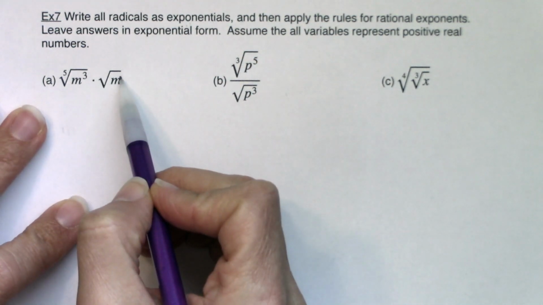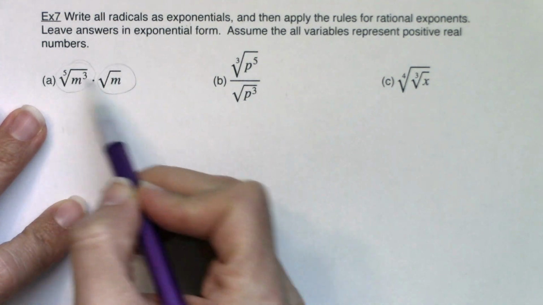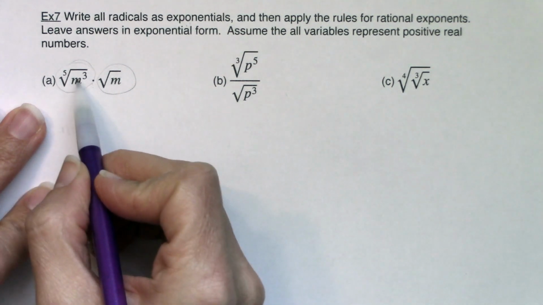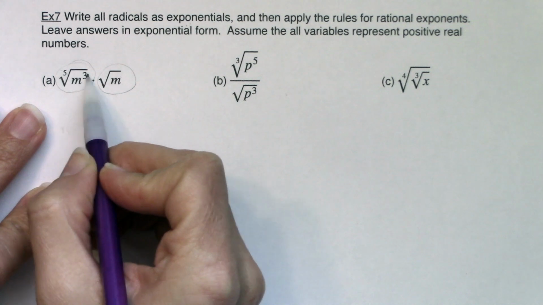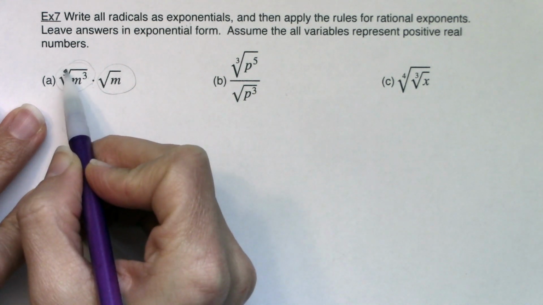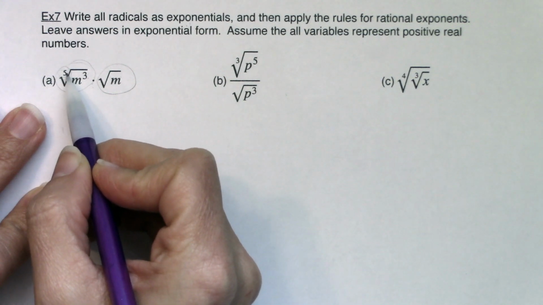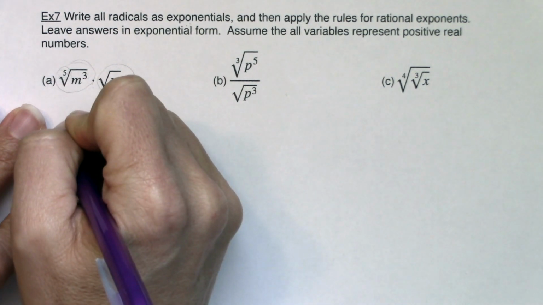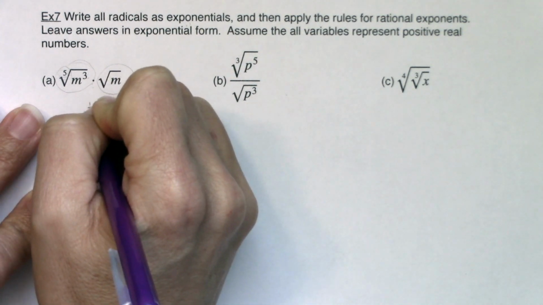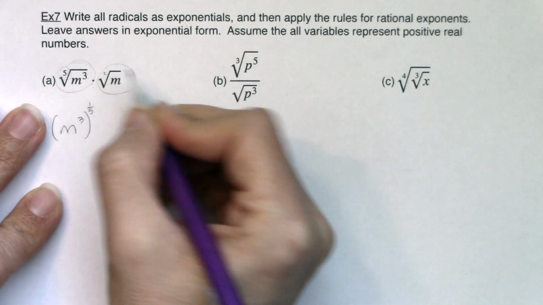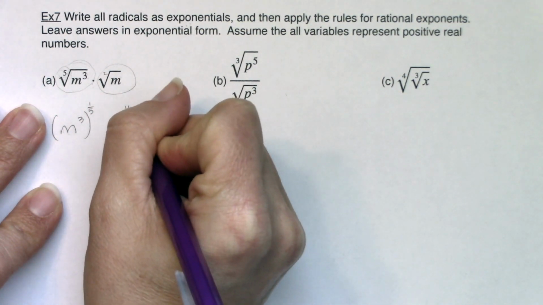So I'm going to take a look at A. I've got a product here, the first term multiplying the second term. Now I have the fifth root of m cubed, excuse me. So that 5 is my index. That's ultimately going to be a fraction when I write it as a rational exponent. So I have m cubed raised to the 1/5 power. My index here is a 2 and my radicand is m, so here I just have m to the 1/2.